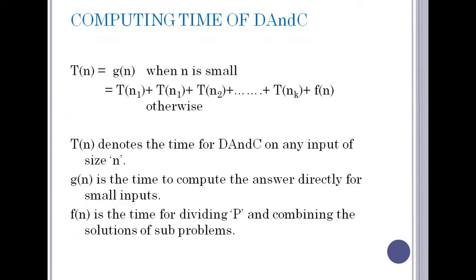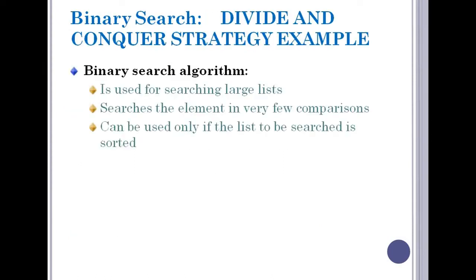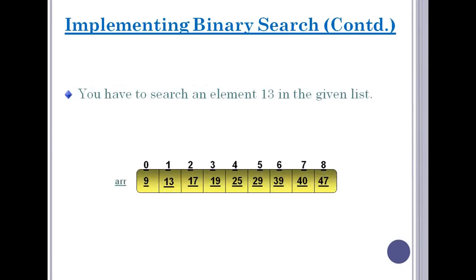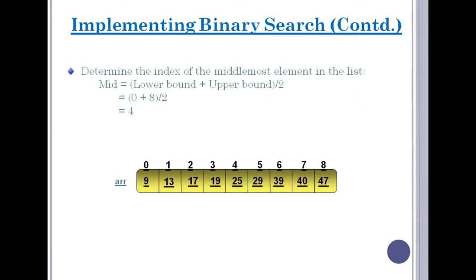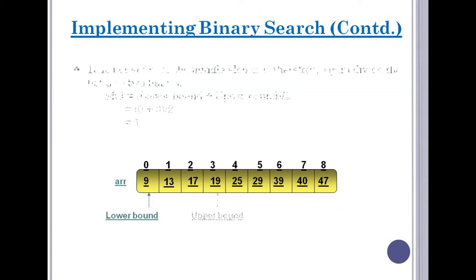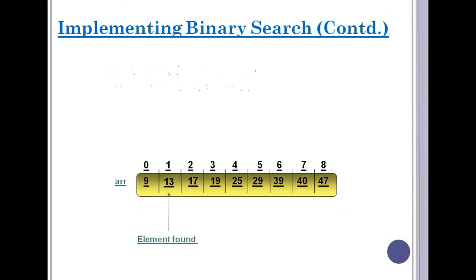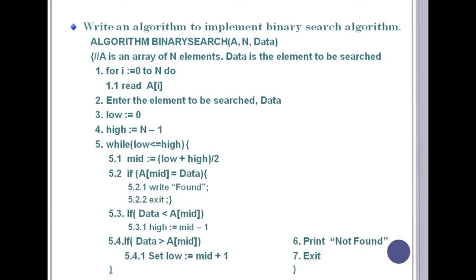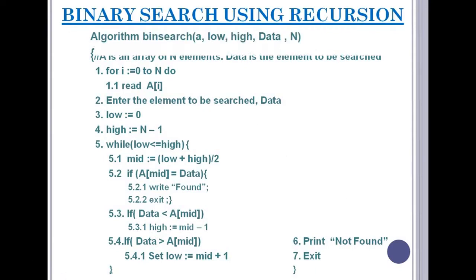We have already seen the control abstraction and the computation time, and we have started with the binary search algorithm. We have seen how the binary search algorithm uses the divide and conquer strategy to search in the minimum number of times. In the last video we saw one example with a successful search. Now we will see one example with an unsuccessful search.